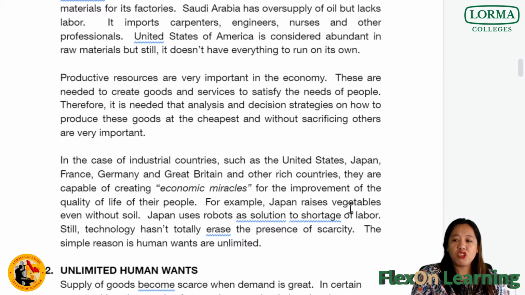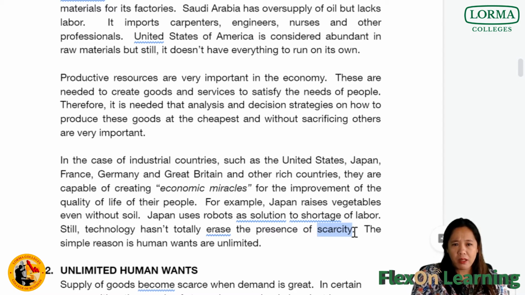For example, Japan raises vegetables without soil. Can you just imagine this? Japan uses robots as solution to shortage of labor. Still, technology hasn't totally erased the presence of this one. This is the number one problem of economics, scarcity.